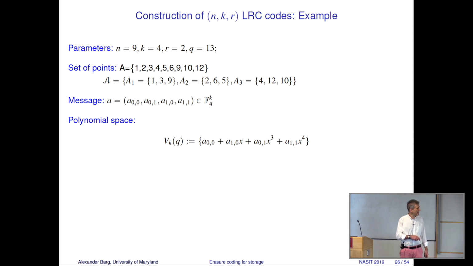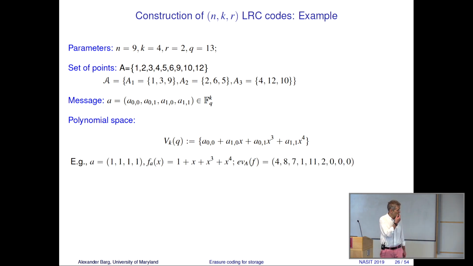Now let us evaluate this subspace of polynomials: degree 0, degree 1, degree 3, degree 4. Degree 2 is skipped by design. Let us say the data is 1, 1, 1, 1. So the polynomial that we are evaluating is now of this form: 1 + x + x^3 + x^4. And this is the codeword.